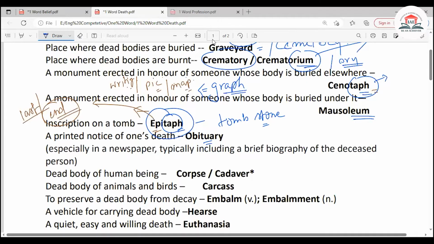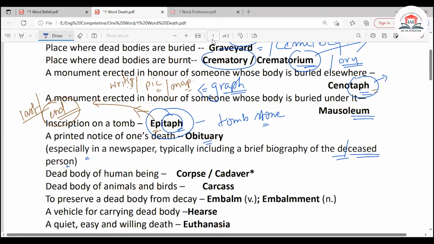Now, further, I've explained it, especially in a newspaper, typically including a brief biography of the deceased person. Deceased, matlab, cease matlab to aap jante ho. Cease means to stop something. Now, deceased person, the person who is no more, the person who is dead. So that is deceased person. Clear?